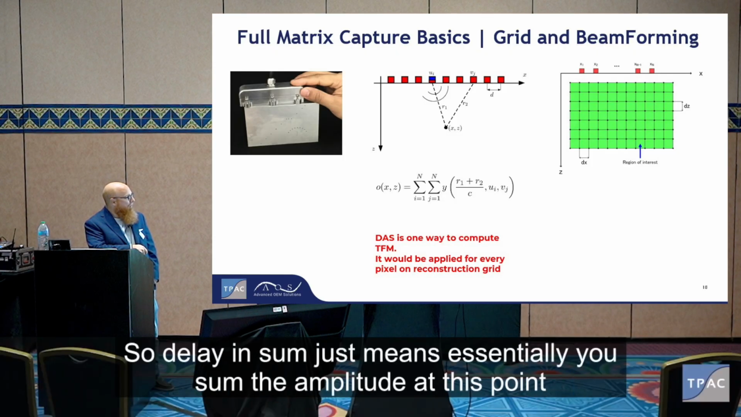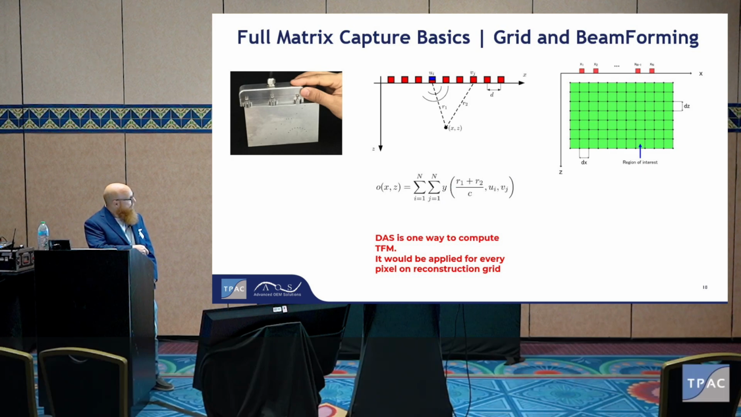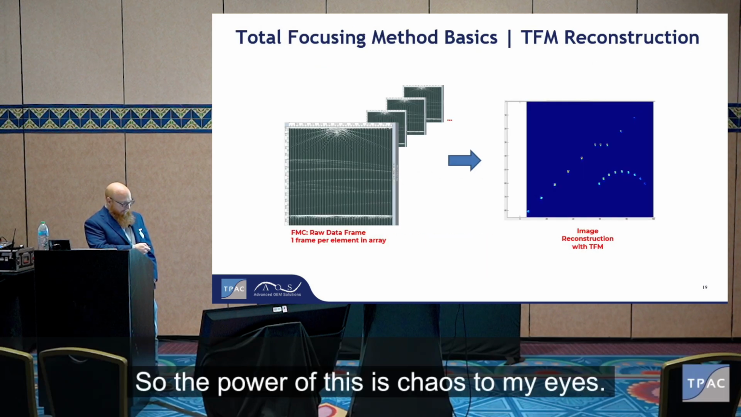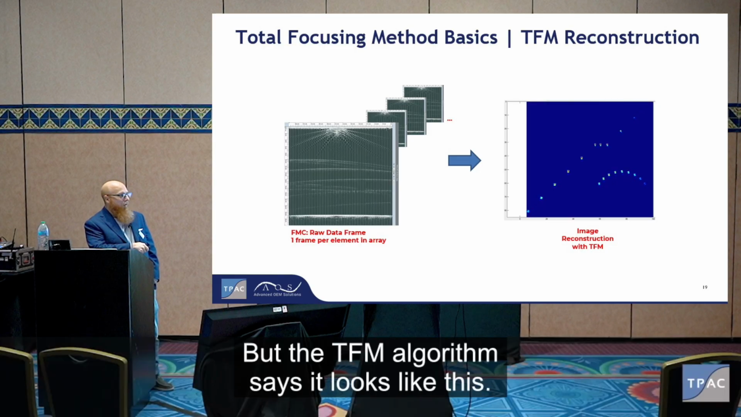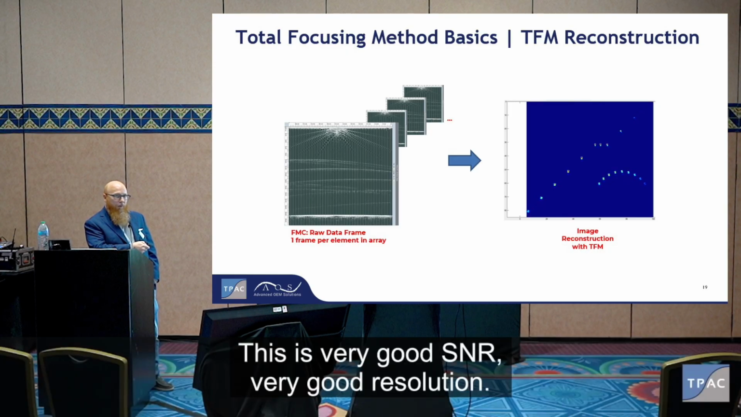So delay and sum just means essentially you sum the amplitude at this point of the A scans that represent being at that point at that time. So the power of this is chaos to my eyes, but the TFM algorithm says it looks like this. This is very good SNR, very good resolution.